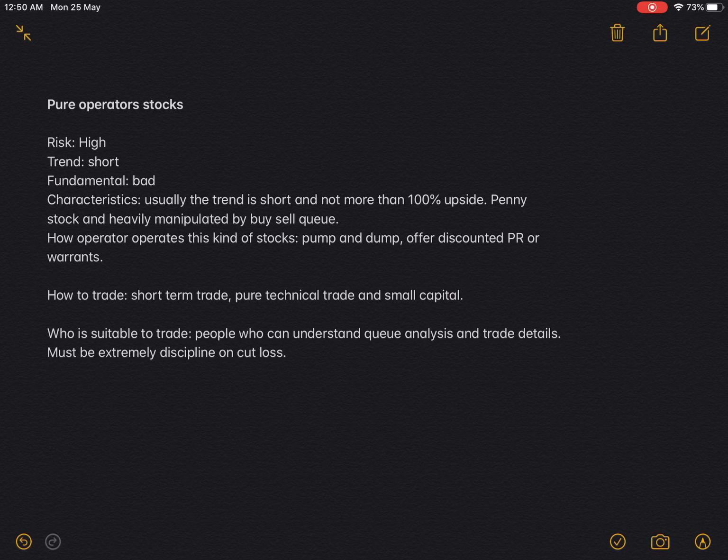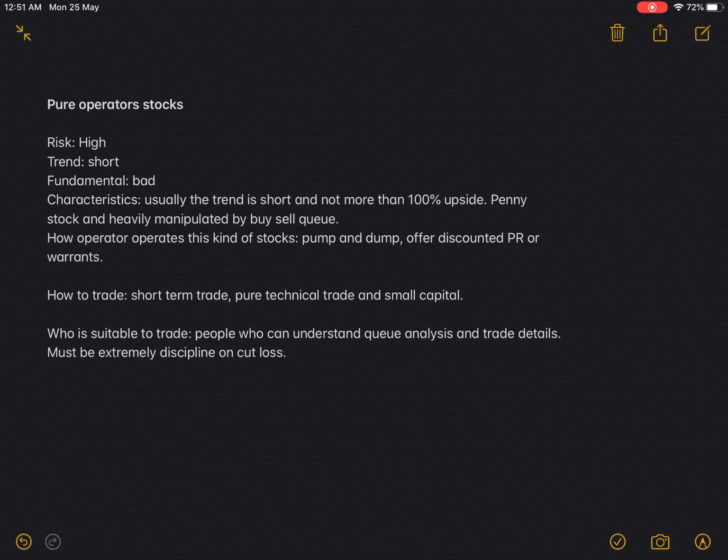Okay, first, it is very high risk, and usually I won't recommend people to trade this kind of stocks. Okay, the trend is short, and usually the fundamental is bad. The QR result is all red, and there's nothing much about the business. Sometimes even it reached PN17 and almost they delisted this kind of stocks.